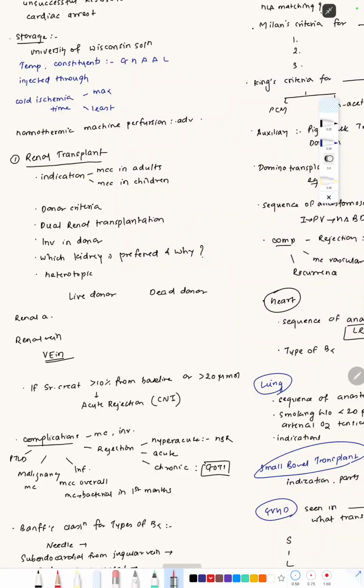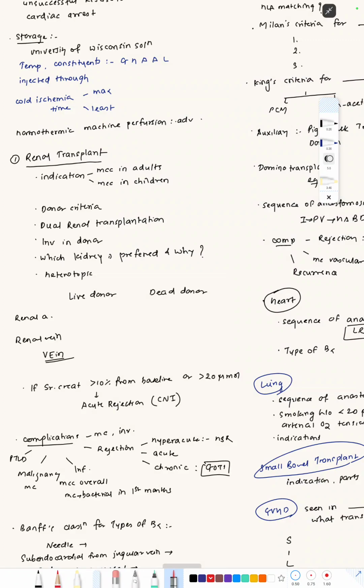So the next is, if serum creatinine levels are more than 10% from the baseline or more than 20 micromoles, then in that particular case acute rejection happens, and this is most commonly seen because of calcineurin inhibitor toxicity, as these are given during the transplant surgeries.